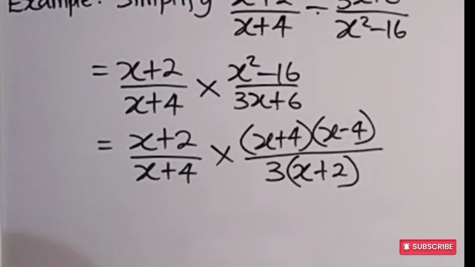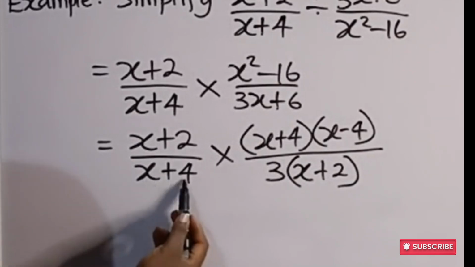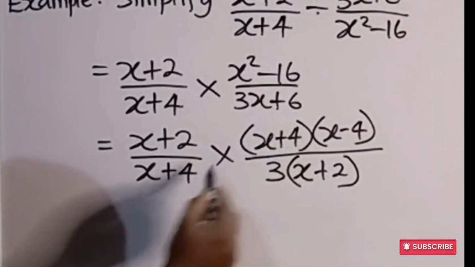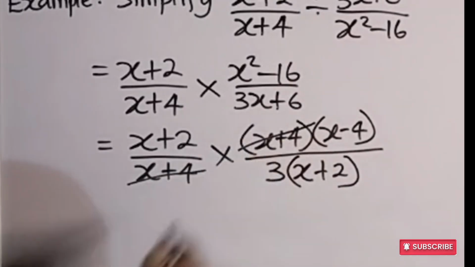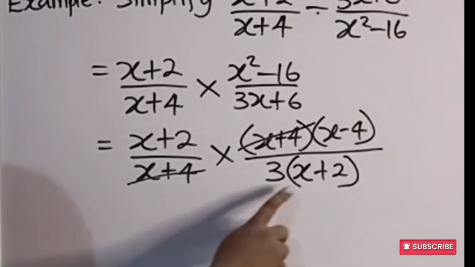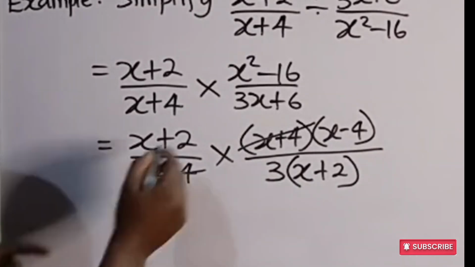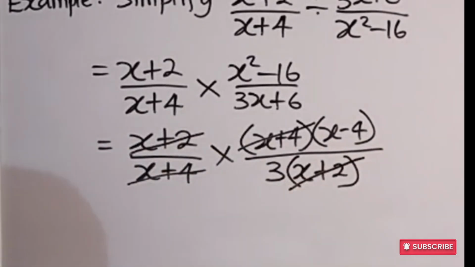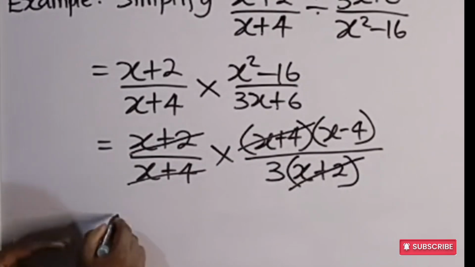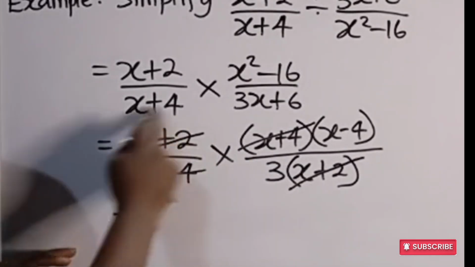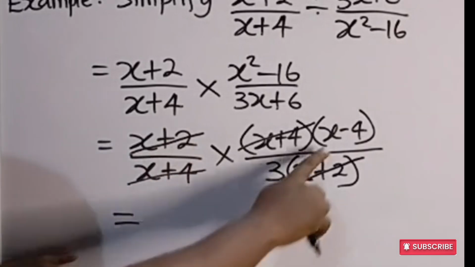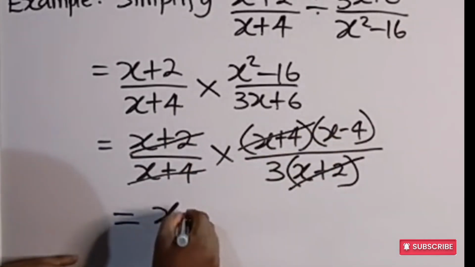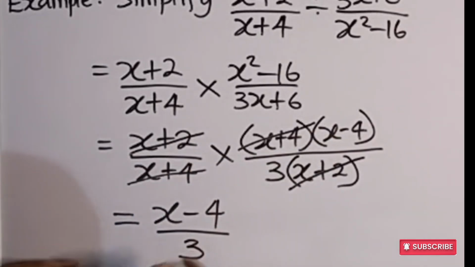The next thing we do is look for opportunities to cancel out values. Here we have x plus 4, here we have x plus 4, so they can cancel out. Over here we have x plus 2, over here we have x plus 2, so they can also cancel out. So finally, everything here is equal to 1 because we have cancelled out everything here. So what we have left is x minus 4 all over 3.